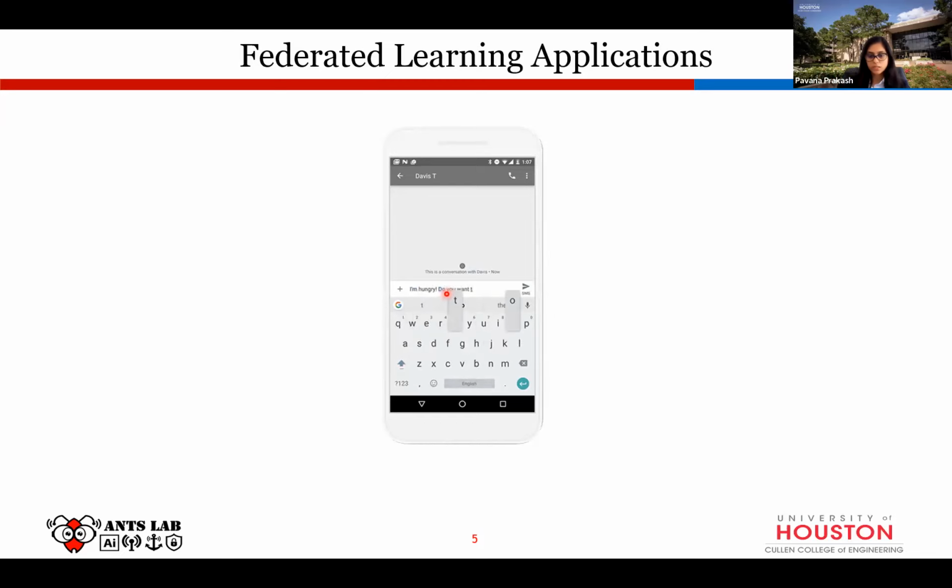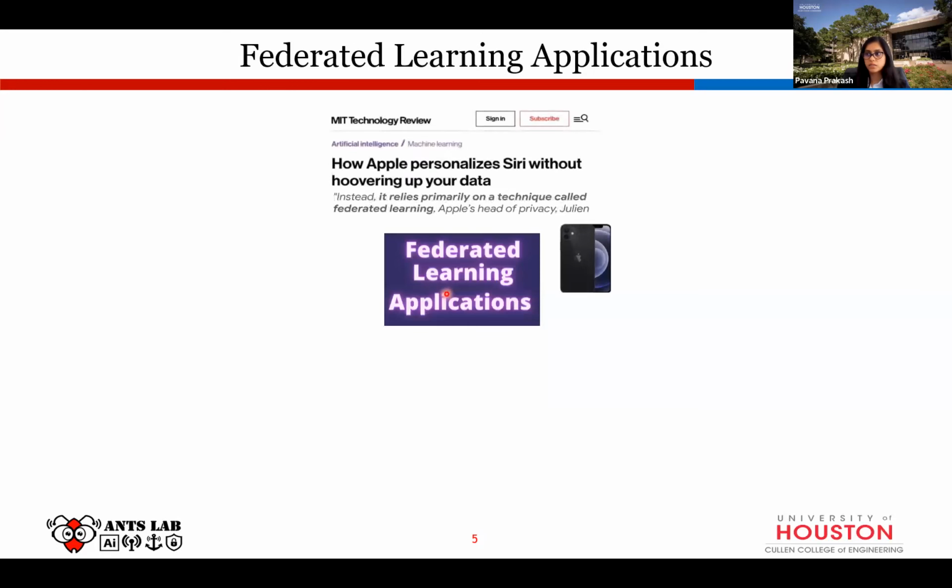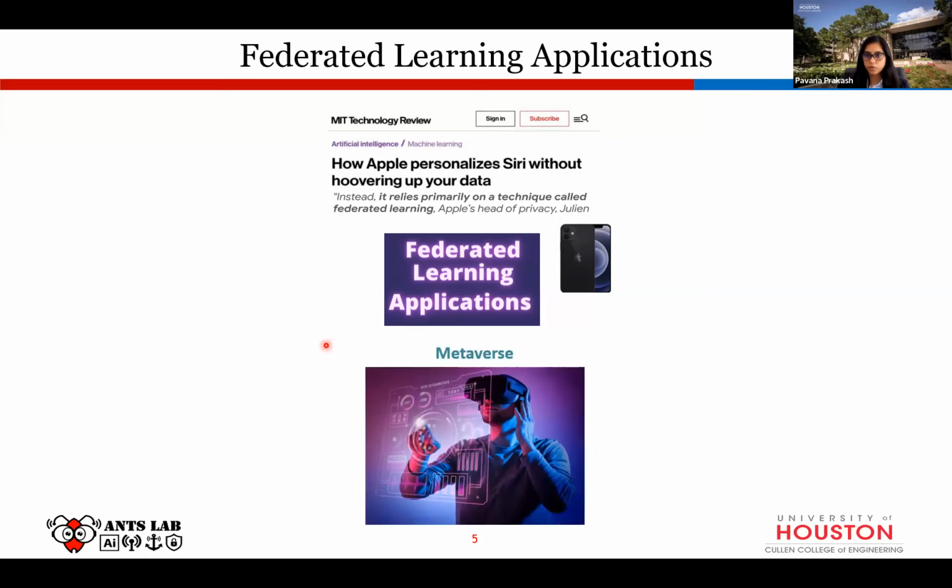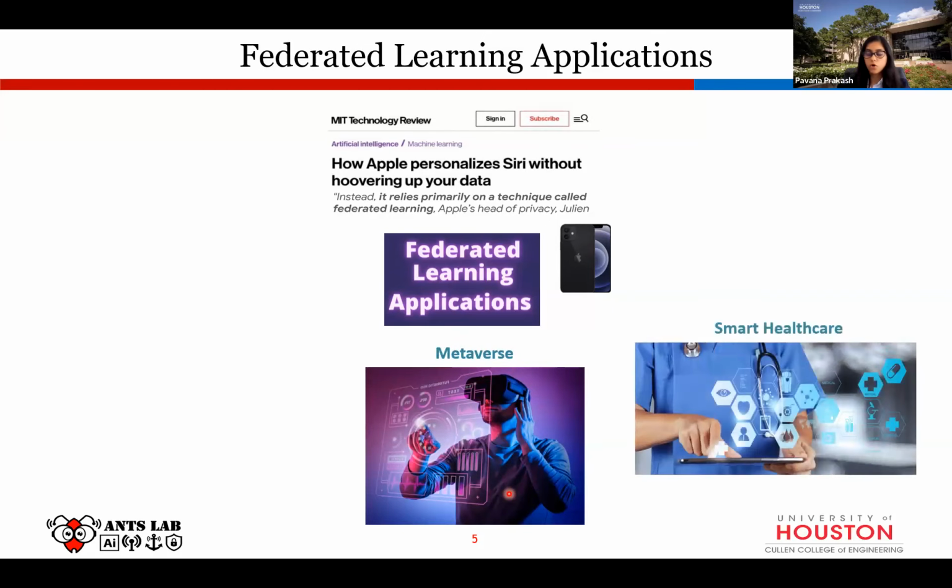Federated learning started off this small, but today it has taken over the world much differently. For example, Apple extensively uses federated learning, because you can personalize Siri according to your requirements without really hoovering up your data. Because of that, you have the metaverse. You can learn about virtual entities using the metaverse, or virtual commerce can be powered by this. Or you can have smart healthcare, where many healthcare institutions can come together without sharing the raw data and still be able to make predictions.